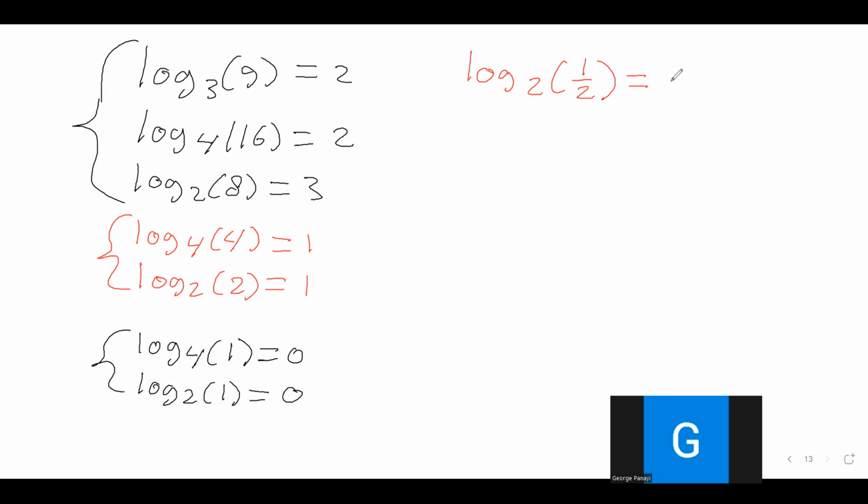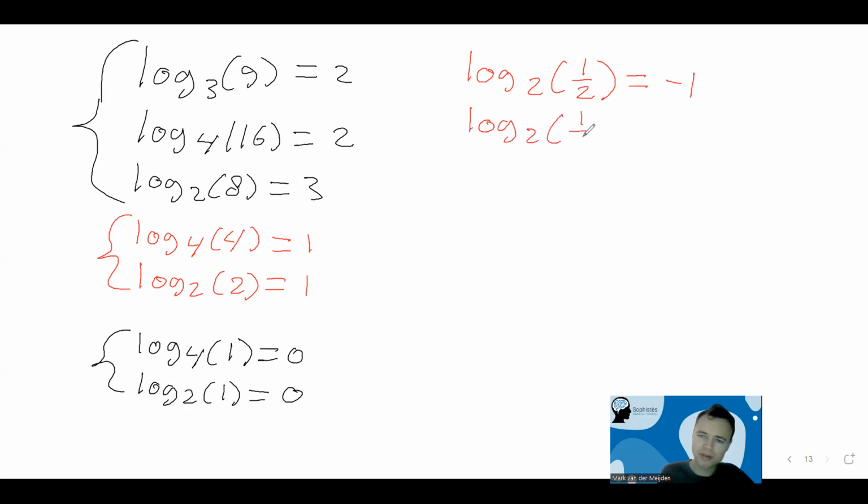-1, right? Because 2 with the power of -1 is a half. Everybody agrees with that? 2 with the power of -1 is a half.